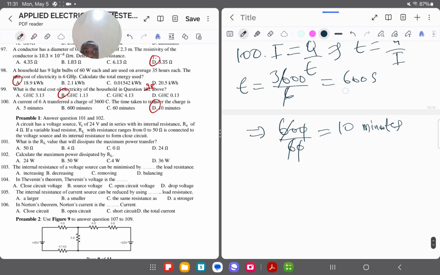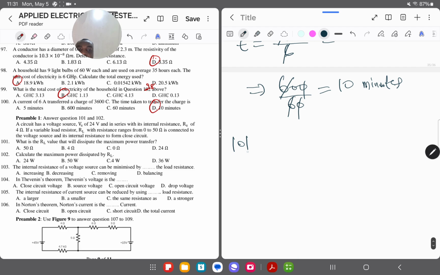Okay. Now let's go to question 101. Preamble 1. Answer questions 101 to 102. Okay, so the first two questions below this preamble. A circuit has a voltage source Vs of what? 24 volts. So meaning Vs is equal to 24 volts. And in series with its internal resistance Rs of 4 ohms. So the internal resistance Rs is giving us 4 ohms.